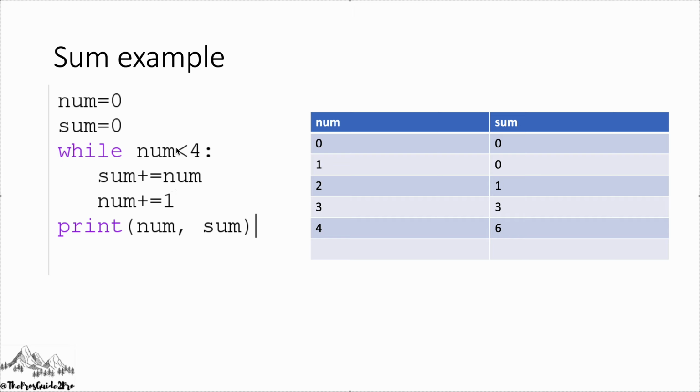And then num equals 3, which is less than 4. 3 plus 3 equals 6. And then num becomes 4. And then num, which is 4, is not less than 4, so we will have to print out num, which is 4, and then a space, 6.